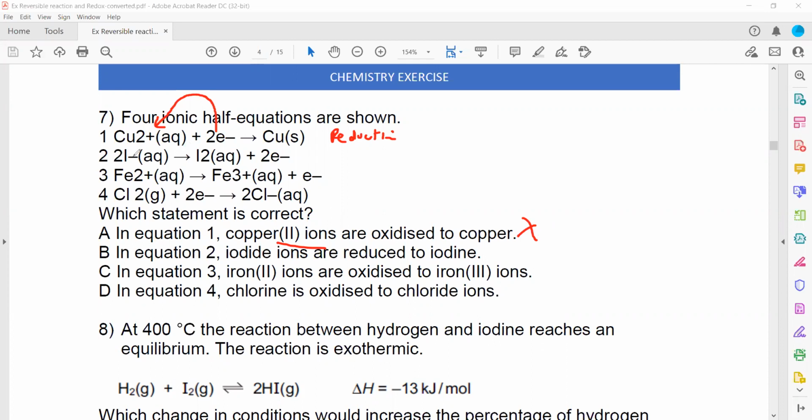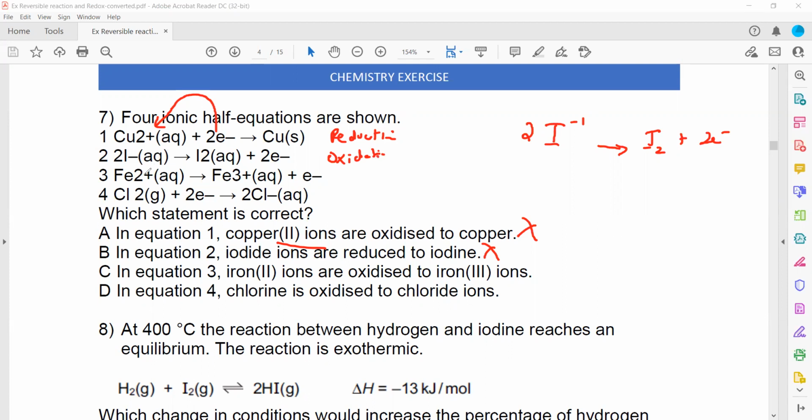What about 2? Iodide ion, I will write the equation here. Iodide ion turns into iodine molecule by loss of electrons. If it loses electrons, that change is called oxidation. So in equation 2, iodide ions are reduced to iodine. That is also wrong. They are not reduced, they are oxidized because they are losing electrons. A negative ion has extra electrons and it is losing those extra electrons.